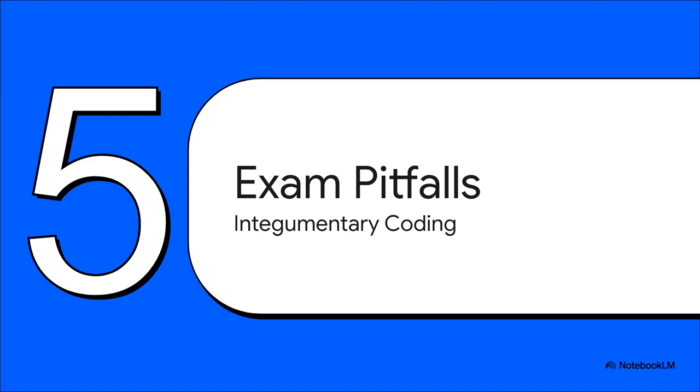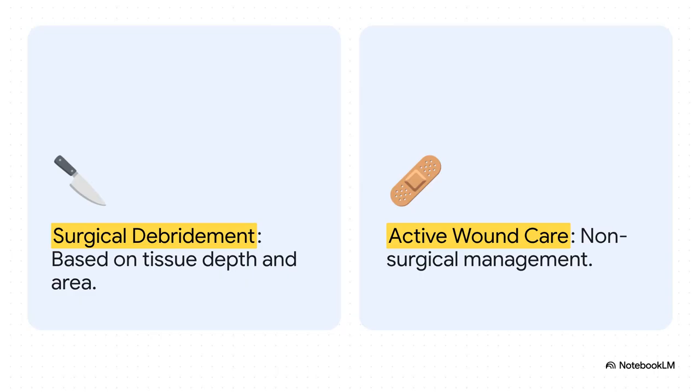All right, let's wrap up with Section 5, Key CPC Exam Pitfalls for Integumentary Coding. Pitfall number 1. Do not mix up surgical debridement with active wound care. True surgical debridement codes are strictly driven by the depth of the tissue removed. We're talking skin, muscle, or bone, and the total square centimeters treated. Active wound care, on the other hand, is non-surgical management. It lives in a completely different code series entirely.